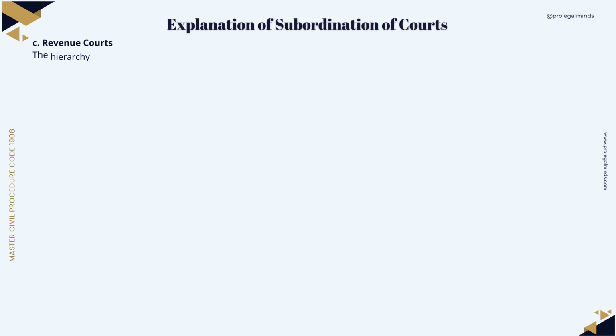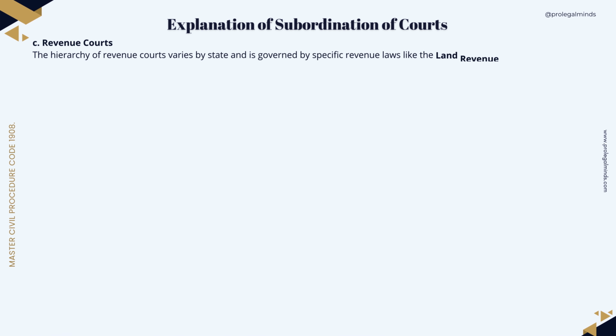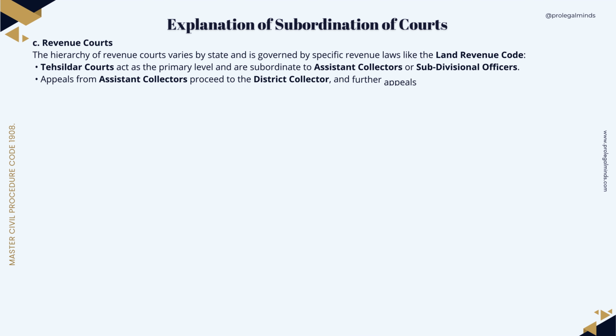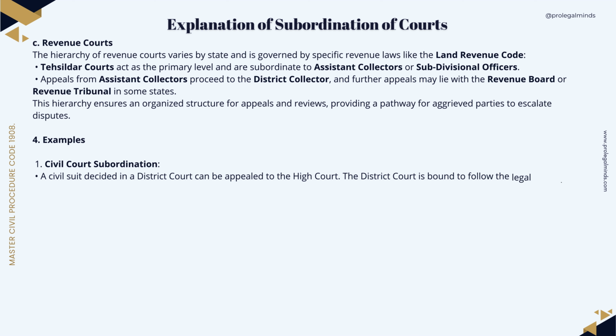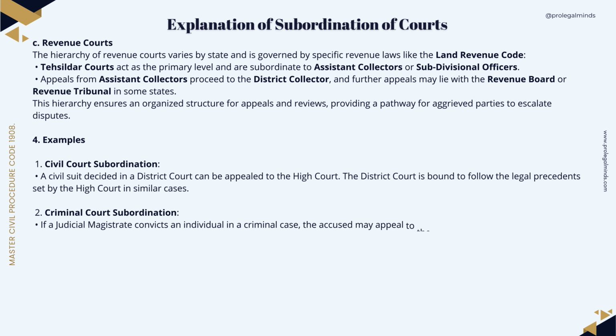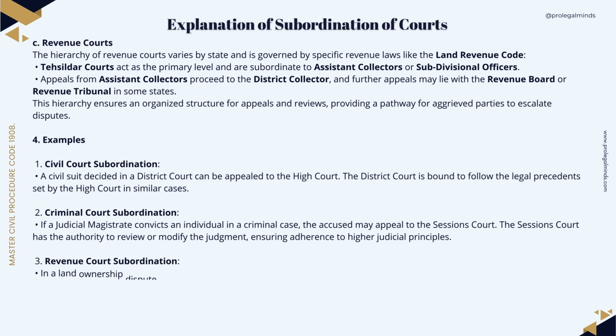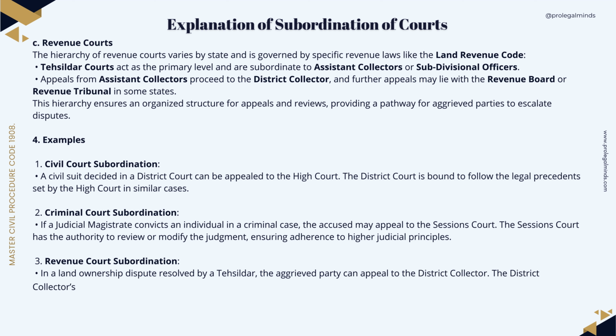C. Revenue courts. The hierarchy of revenue courts varies by state and is governed by specific revenue laws like the Land Revenue Code. Courts act as the primary level and are subordinate to assistant collectors or subdivisional officers. Appeals from assistant collectors proceed to the district collector, and further appeals may lie with the Revenue Board or Revenue Tribunal in some states. This hierarchy ensures an organized structure for appeals and reviews, providing a pathway for aggrieved parties to escalate disputes.